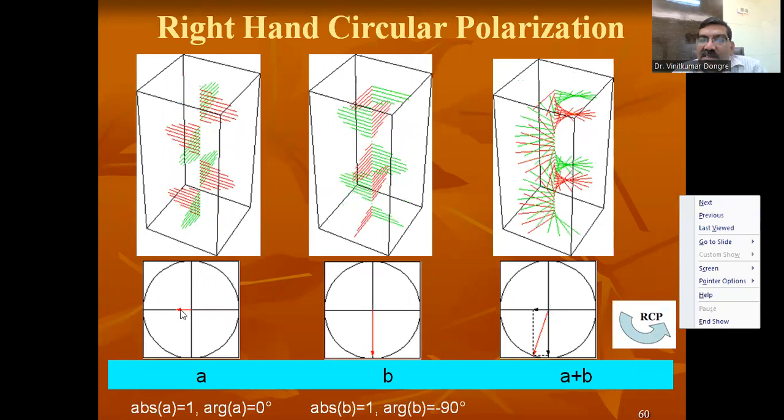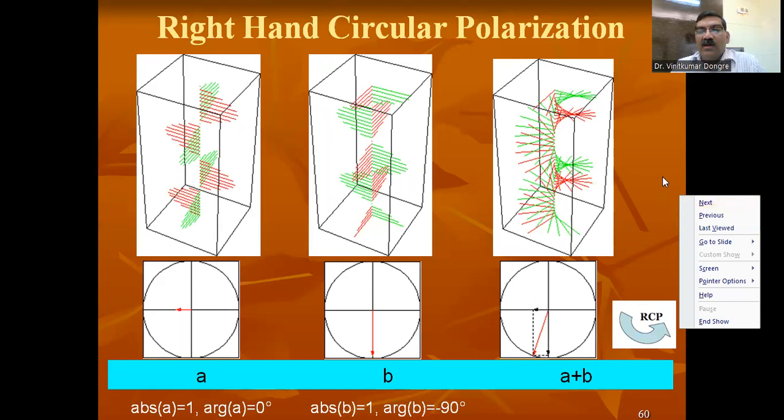Now, this is angle 0. So it was this way. So it is 90 degree. So it is again 90 degree. Previously it was plus 90. Now it is minus 90. It is down. So this is the vector sum of this, and it is rotating.